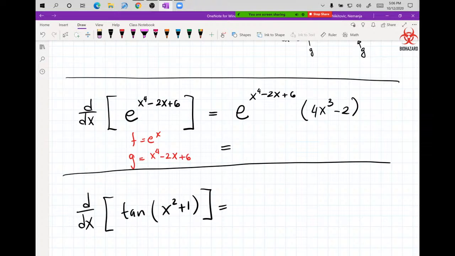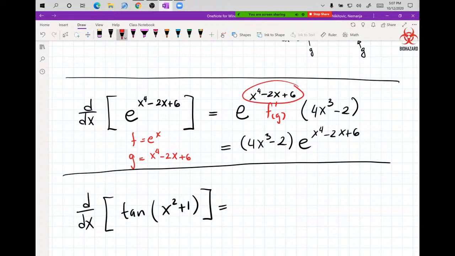Our g is this. The derivative of g is 4x cubed minus 2. Derivative of 6 is 0. All right, good. So all we have is 4x cubed minus 2 times e to the x to the 4 minus 2x plus 6. Okay, good. So here is your f prime with g plugged in. So g is unchanged. And here is your g prime, which is the derivative of the function g.